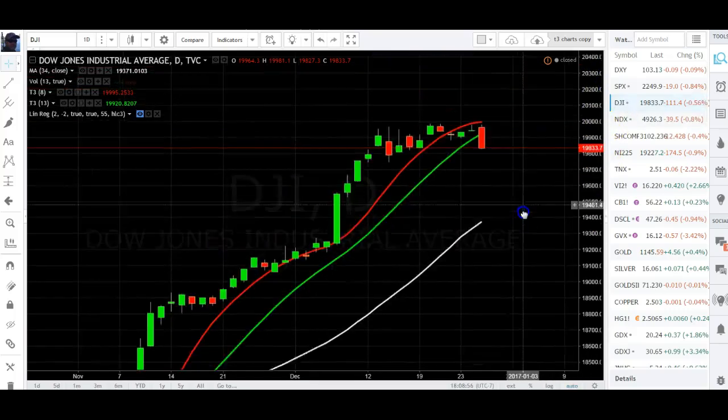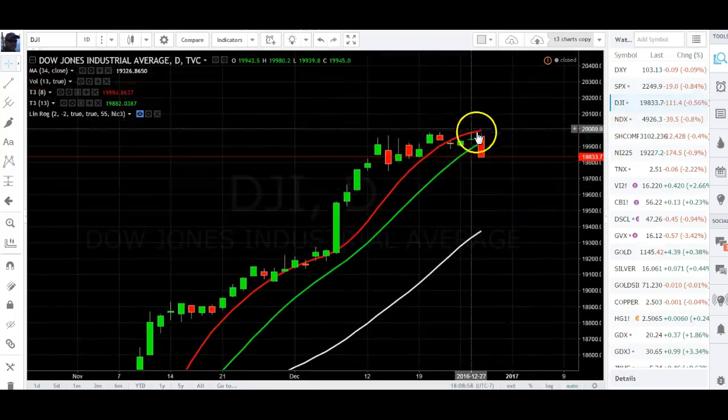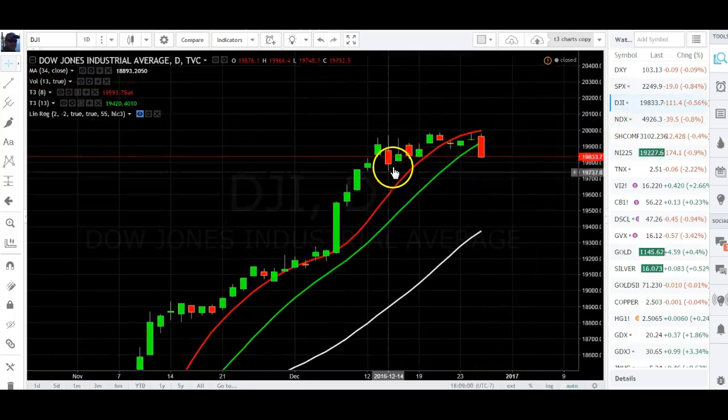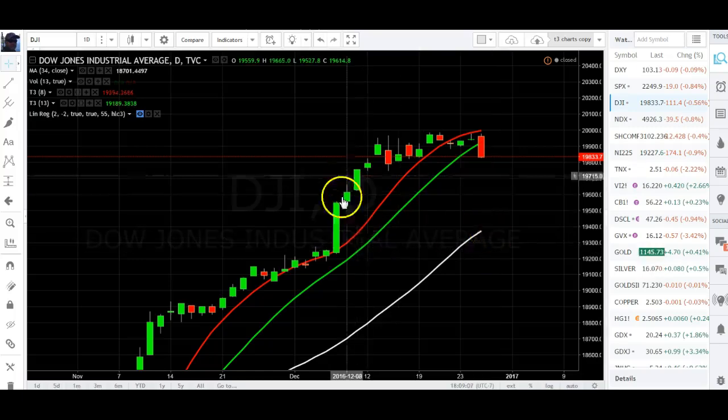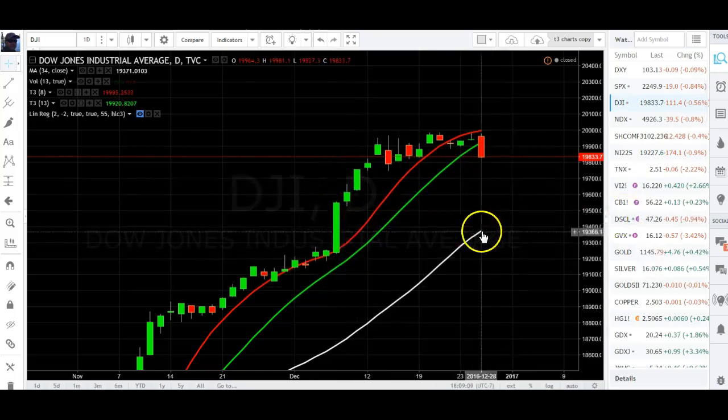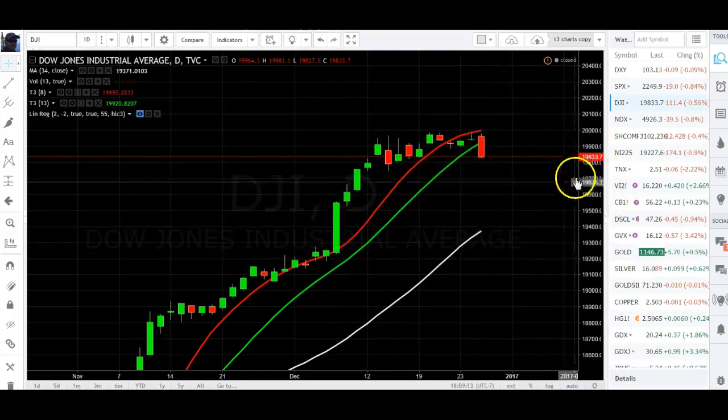Same thing as the Dow Jones. Same thing happened. And we got final support line here, all the way down. I would say 50% of that candle. And lo and behold, there's our last line of defense before a trend change.